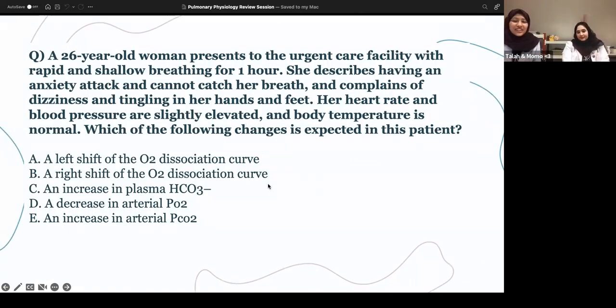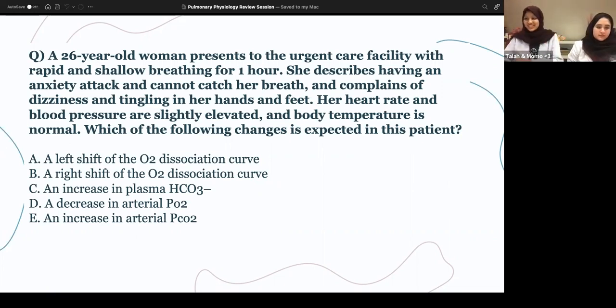Okay. Now, a 26-year-old woman presents to the urgent care facility with rapid and shallow breathing for 1 hour. She describes having an anxiety attack and cannot catch her breath and complains of dizziness and tingling in her hands and feet. Her heart rate and blood pressure are slightly elevated and body temperature is normal. Which of the following changes is expected in this patient? Now we moved on to oxygen dissociation.